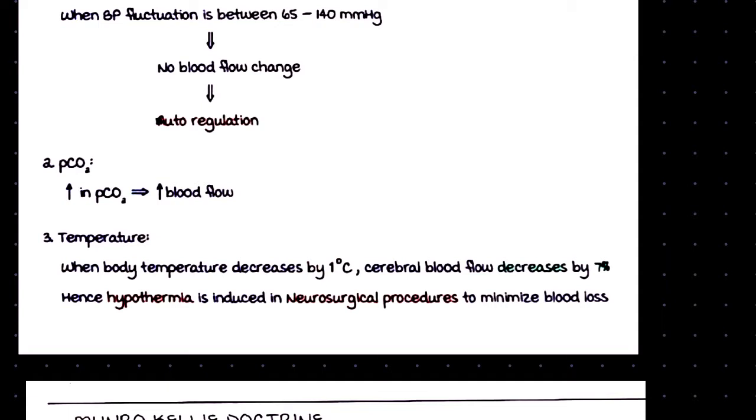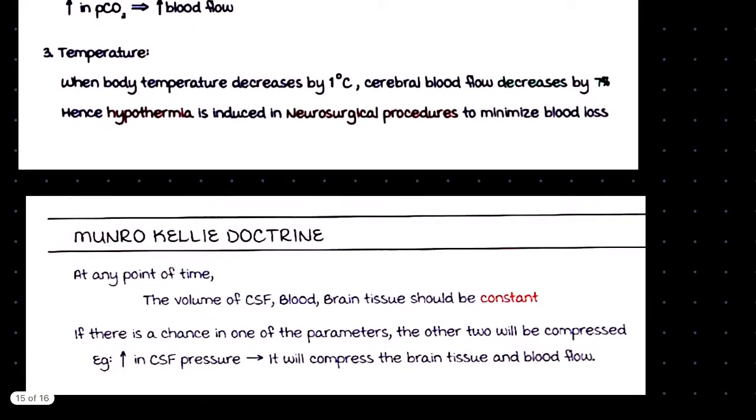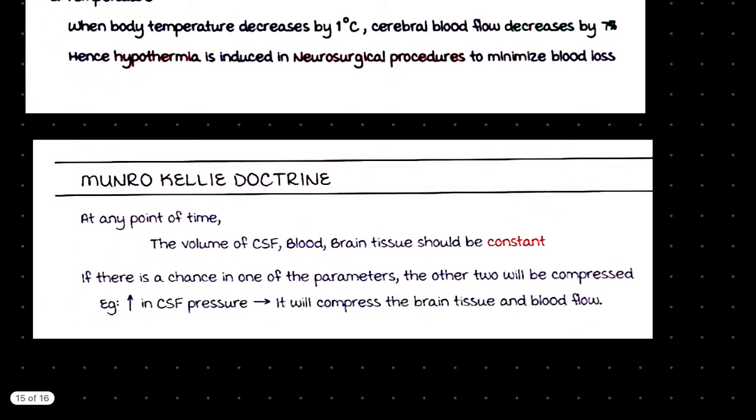So while doing neurosurgery, what will the surgeon do? He will lower the temperature, right? As the temperature is lowered, the cerebral blood flow will also be lower. So this is important.